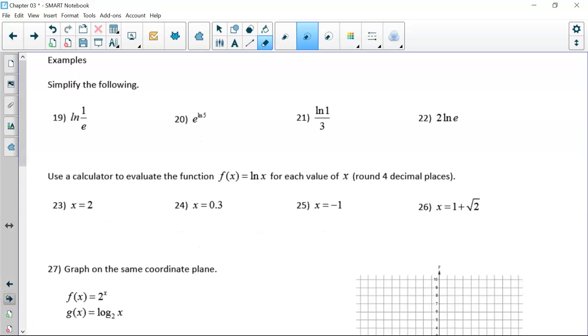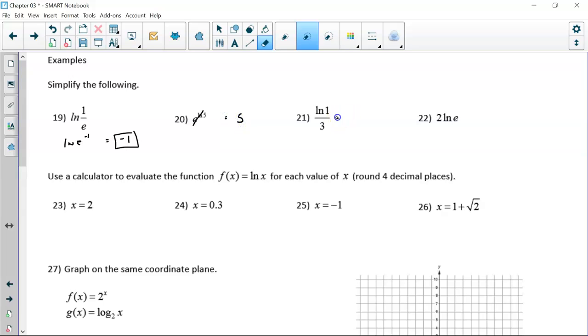Let's use those. So the natural log of 1 over e. And 1 over e is the same as e to the negative first. What they're going to do is the natural log and e undo each other, so we end up with a negative 1. e to the natural log of 5, they're inverses. They undo each other. We're left with 5.